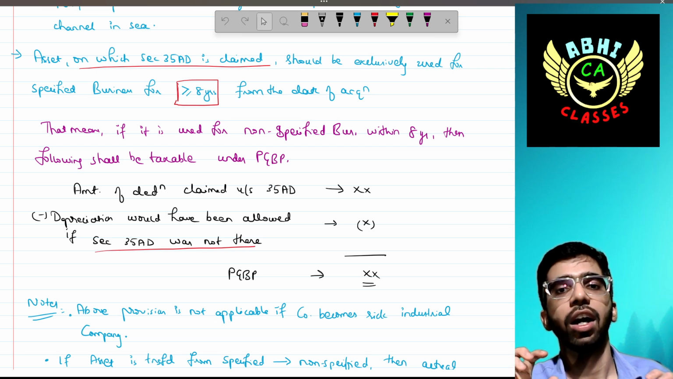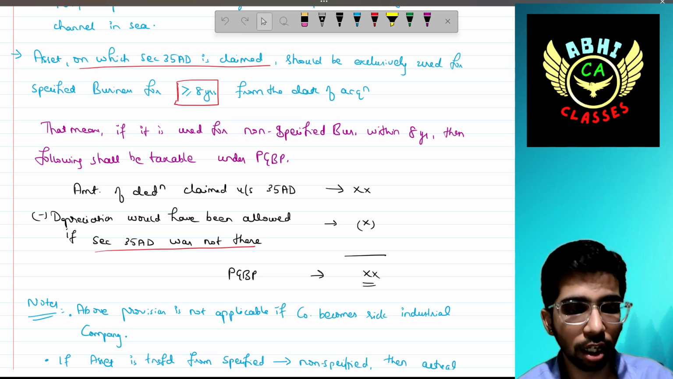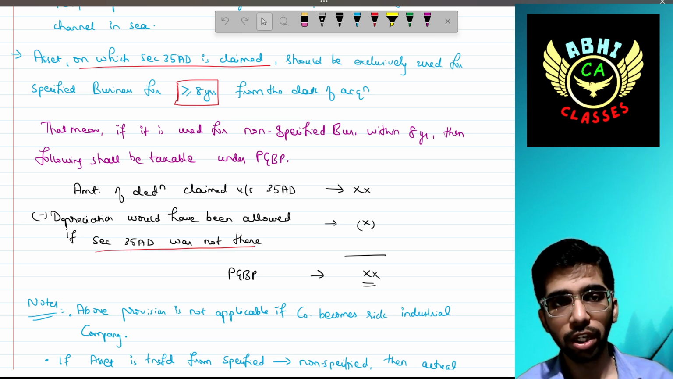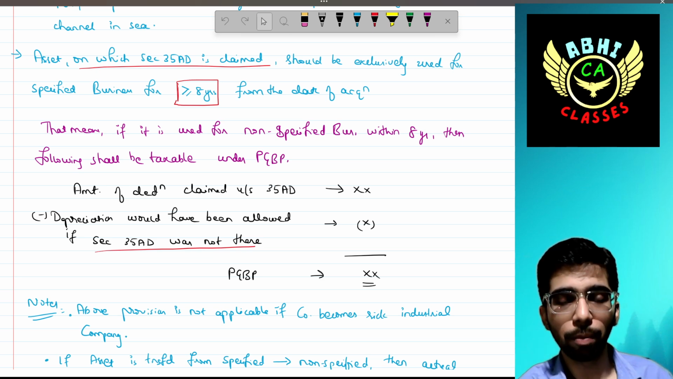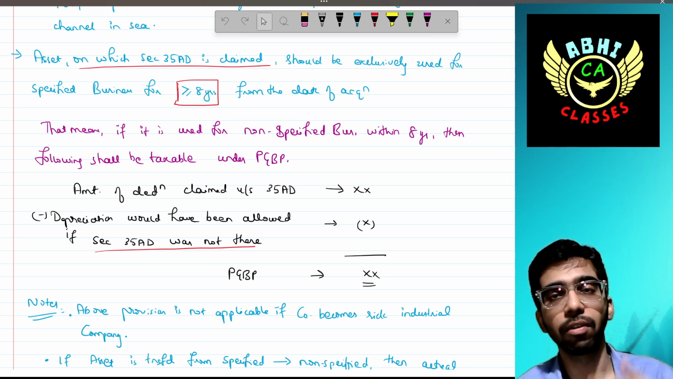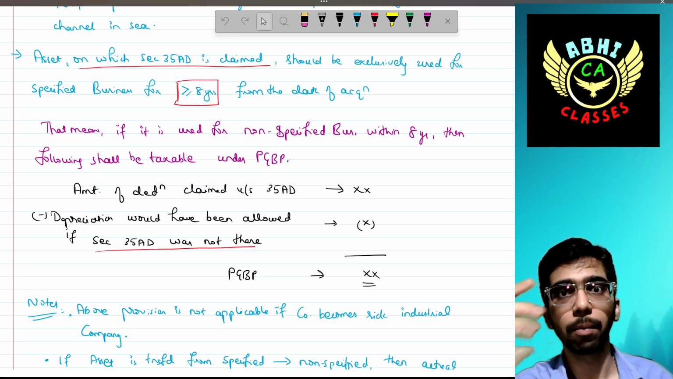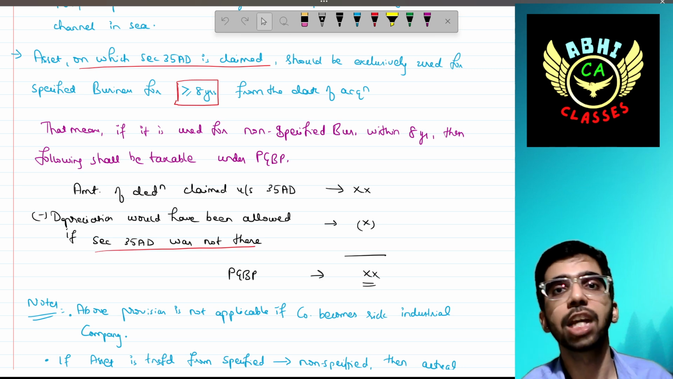Okay, for example, the asset value is 100. In the third year you are transferring that asset to a non-specified business. Here 100 you have claimed as a deduction in the year of acquisition. That you should take, reduced by the depreciation that would have been claimed. Let's say for example 15% is the rate of depreciation. 15% for 3 years on the WDV method should be computed. That should be reduced from 100 rupees. That would be treated as taxable PGBP.